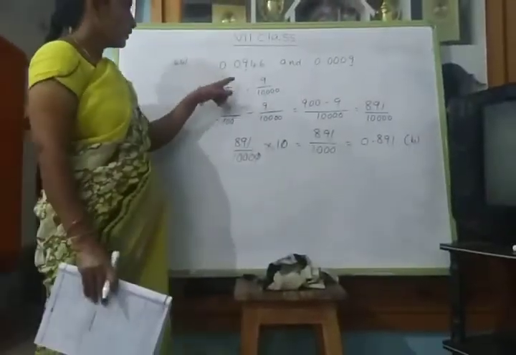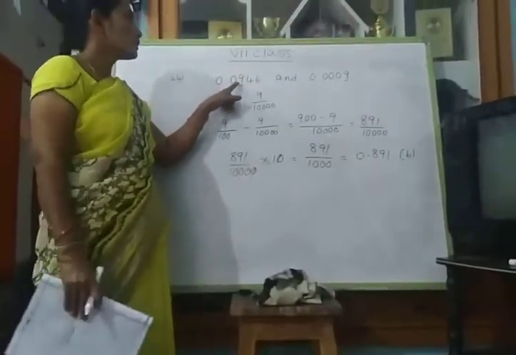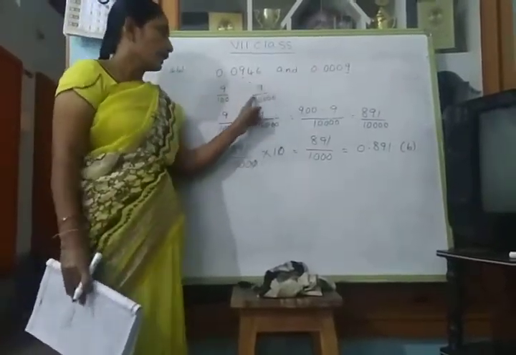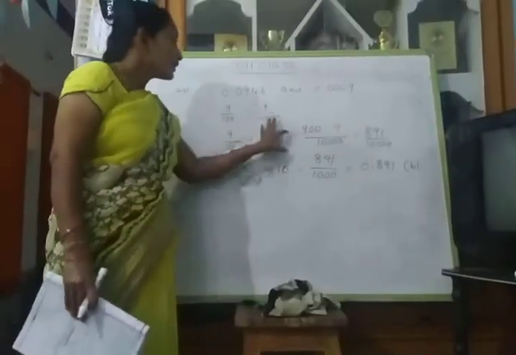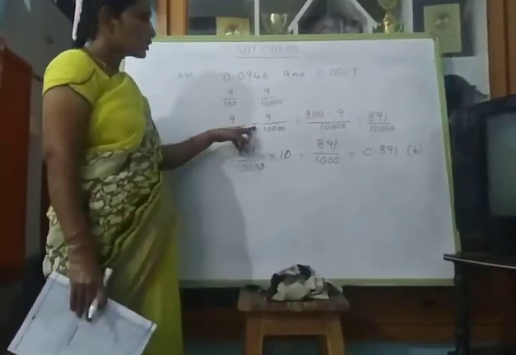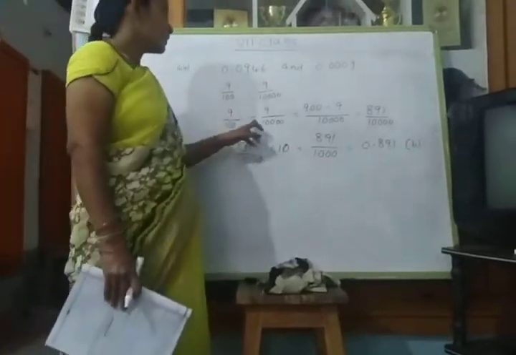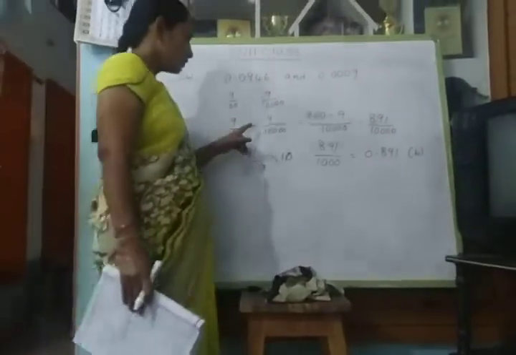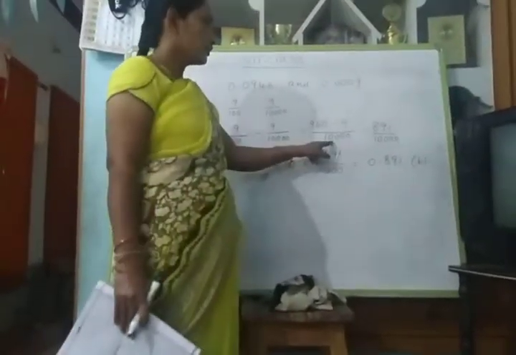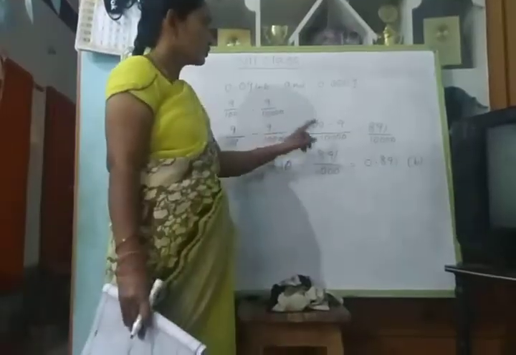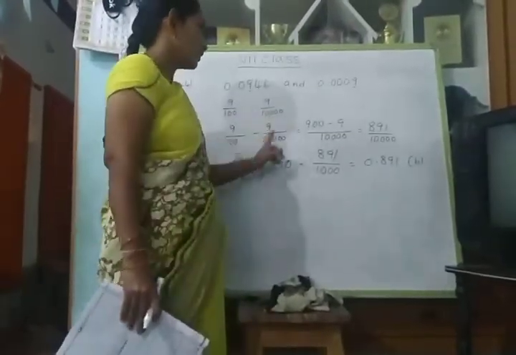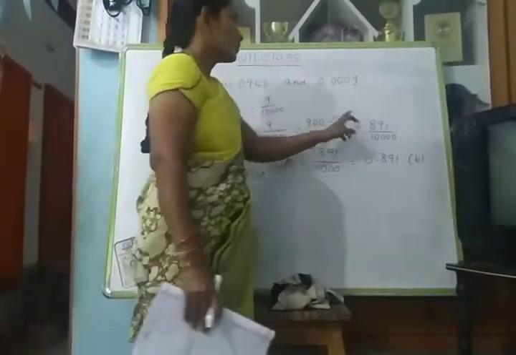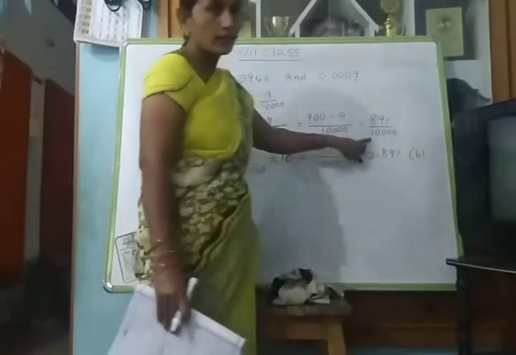See here, look at children. First in these two numbers, what is the place value of 9 in this number? 9 by 100. In this number, 9 by 10,000. They asked their difference. Difference means what do we have to do? Subtraction. So 9 by 100 minus 9 by 10,000. What will you get? Here if you take LCM 10,000, 100 times, so 100 into 9, 900 minus 9. If you subtract, you will get 891 by 10,000.